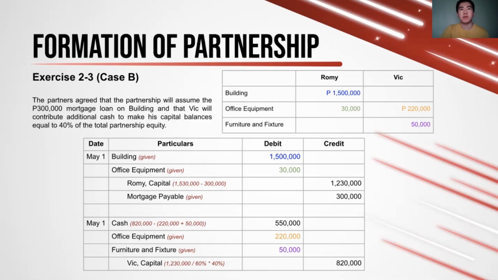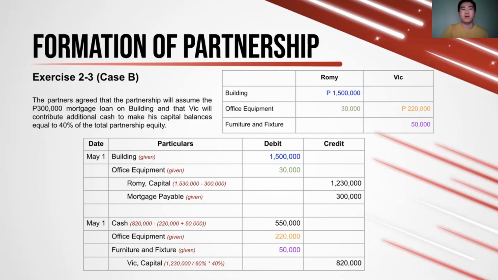Now for Vic's investment in the partnership. The only values given here are the office equipment and furniture and fixture. Now we would need to solve for cash and the total capital of Vic. It was mentioned in the problem that Vic will contribute additional cash to make his capital balance equal to 40% of the total partnership equity.